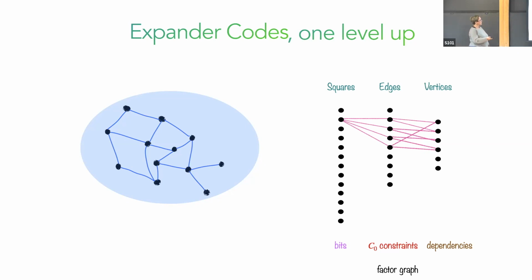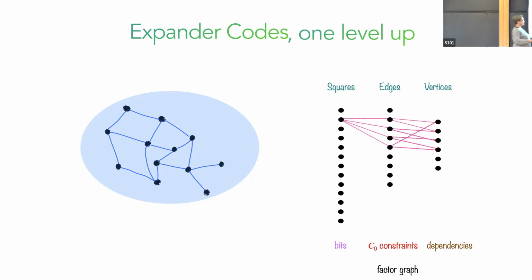Okay, so now we're going to do the whole thing one dimension up. So now we're going to have a graph, but it's also going to have squares. So these are these 4-cycles. And in the factor graph, we're going to have another level. We're going to have vertices, edges, and squares. But now if you notice here, the bits are not going to be on the edges, they're going to be on the squares. The constraints are going to be on the edges, and the vertices are going to give us dependency between the constraints, which is important for what we just discussed.